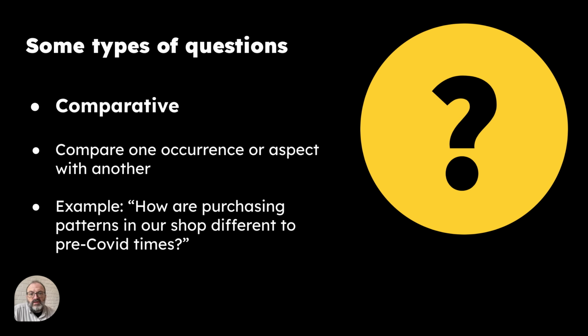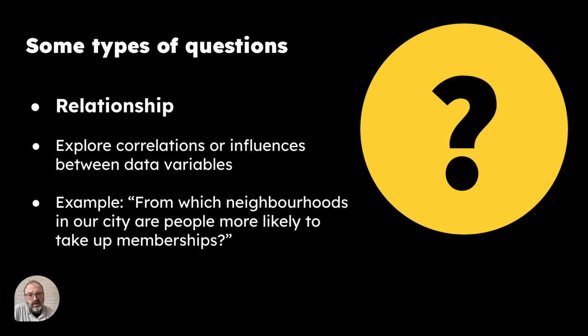Comparative. This is where you're looking at some occurrence or aspect and comparing it with another. That could be over time, it could be place, it could be different groups, it could be different factors of a single item. An example here is, how are purchasing patterns in our shop different to pre-COVID times? That's a comparative question. Another type is relationship. So exploring the correlations or influences between data variables. For example, from which neighborhoods in our city are people more likely to take up membership? That's really looking at those relationships between parts and relationships to you.